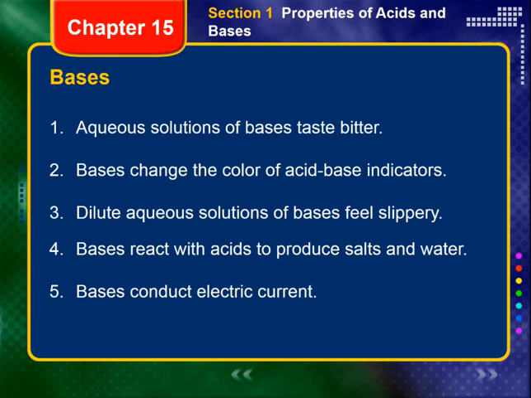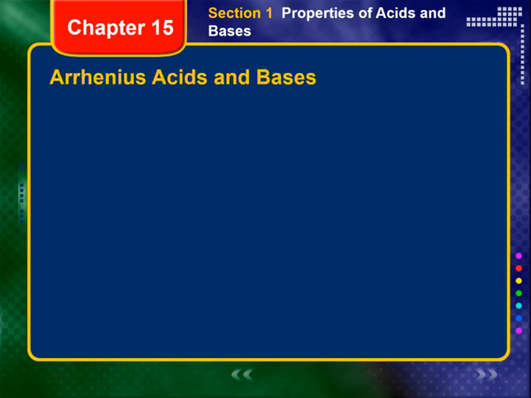Bases, again, these would be the exact same 4 and 5 as we had on the acid screen. Bases react with acids to produce salts and water. Well, that's the exact same thing that we read last time. We just had acids listed first and bases listed second. There's still acids and bases reacting with one another, and when they do, they produce a salt and a water. And because bases will also dissociate in water to generate ions, they conduct an electrical current.